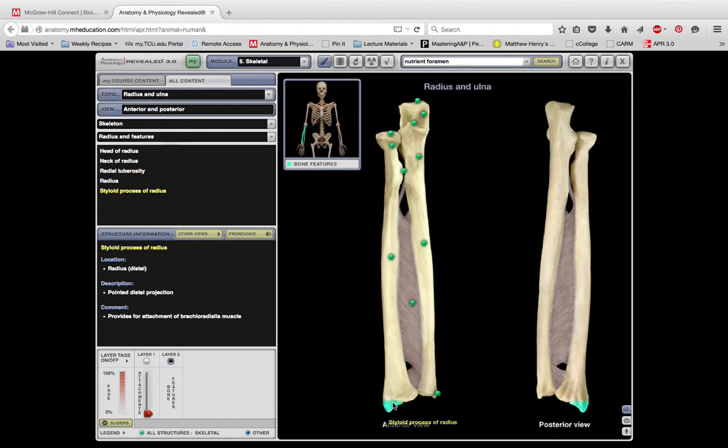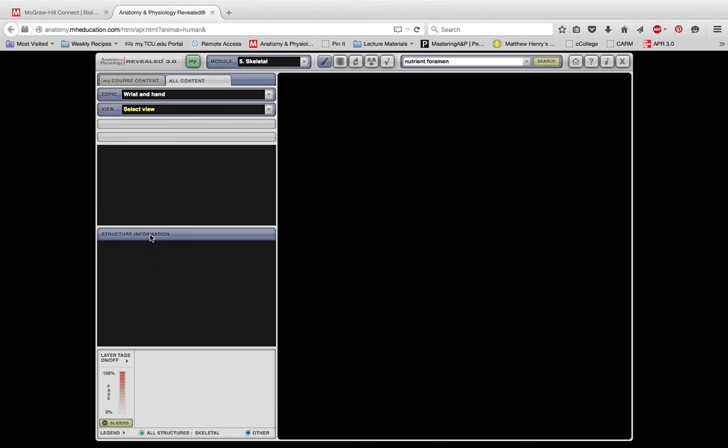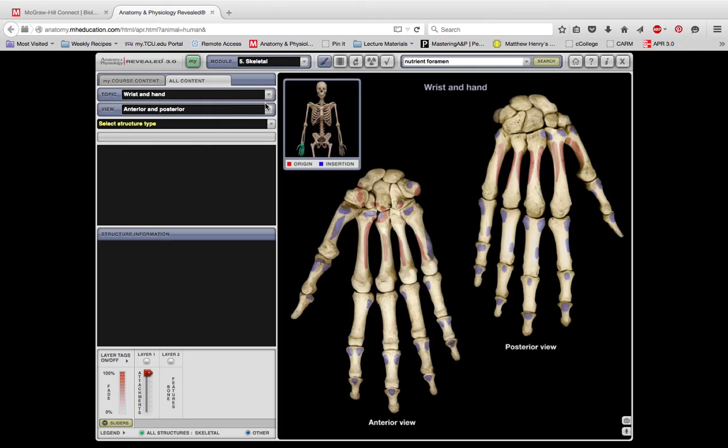Keep in mind, these are going to help form articulations with the carpals of the wrist. However, the styloid process of the ulna will be medial, close to the pinky, and the styloid process of the radius is going to be lateral, closer to the thumb. We'll move then to the view that you would see of the wrist. So the wrist and the hand right here. We'll begin with both anterior and posterior views of these.